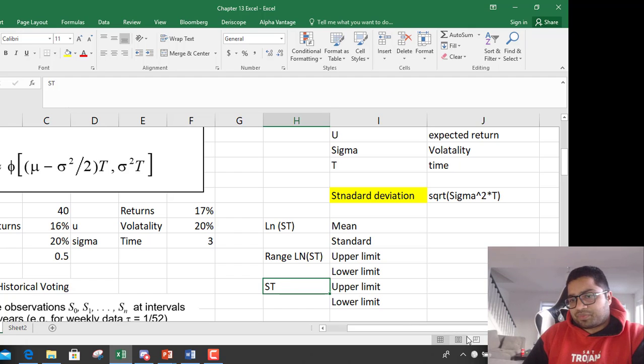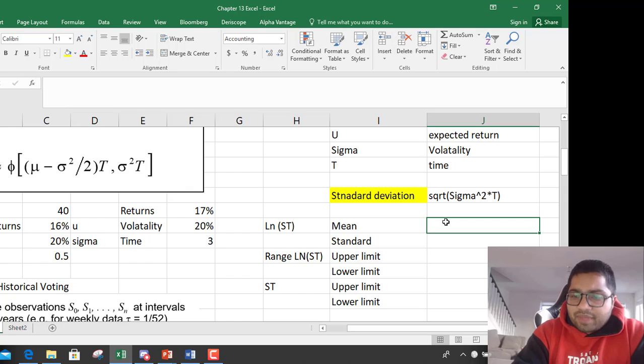So how to do it? First, we find out the log normal stock mean and standard deviation. Then we find out the log normal upper limit and lower limit. And then we convert this log normal to normal stock price. Okay, so let's do that.